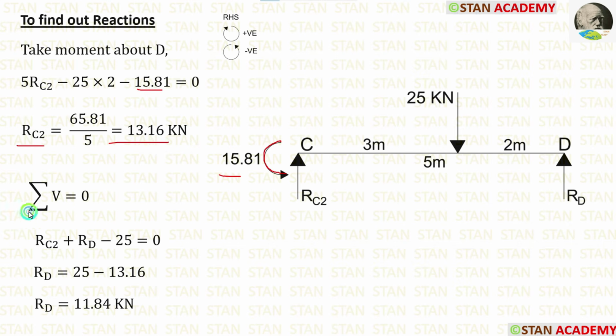Using the rule summation of vertical forces is equal to 0, we can calculate RD. After calculations, we are getting RD, which is equal to 11.84 kilonewton.